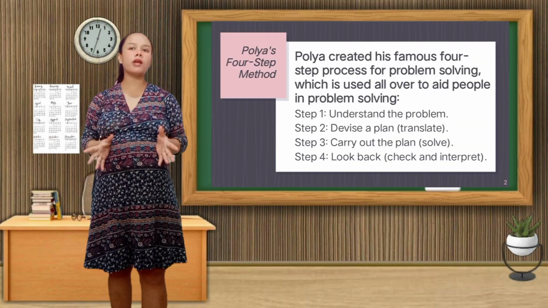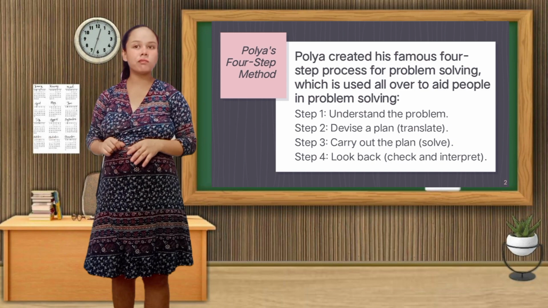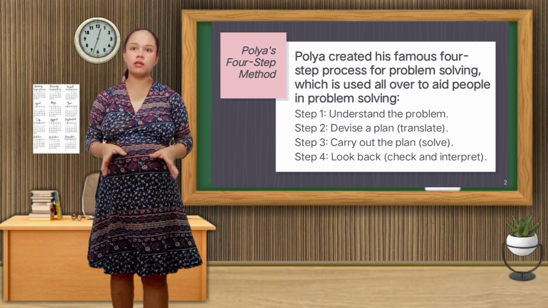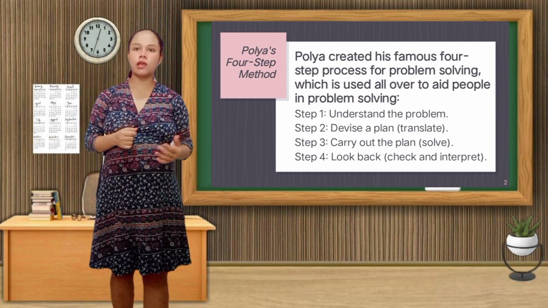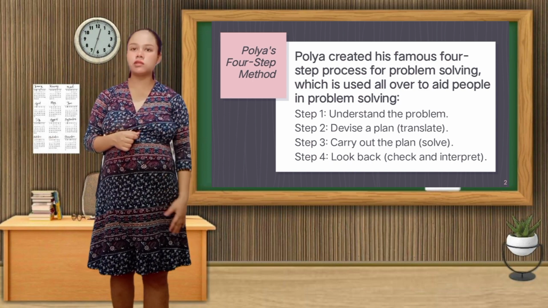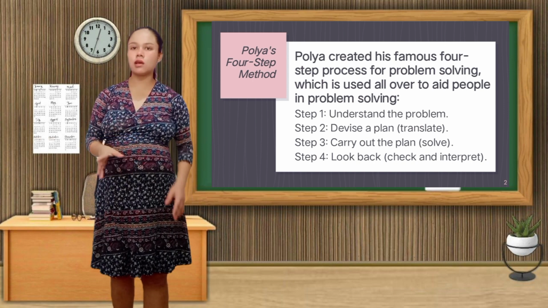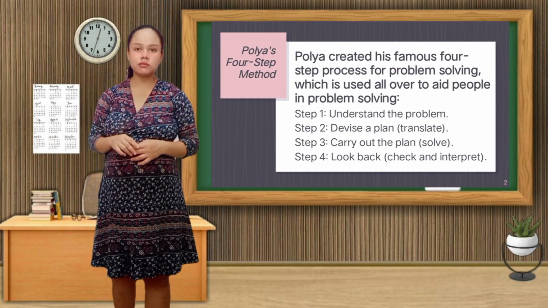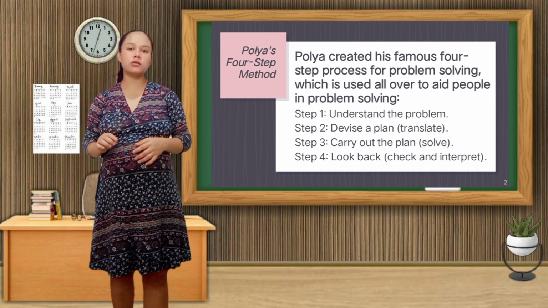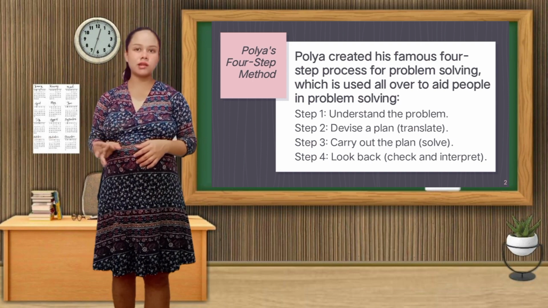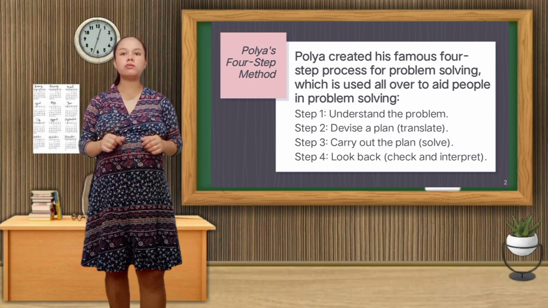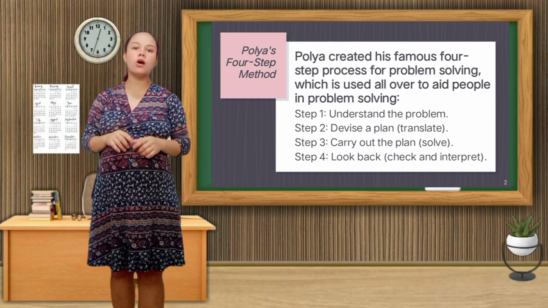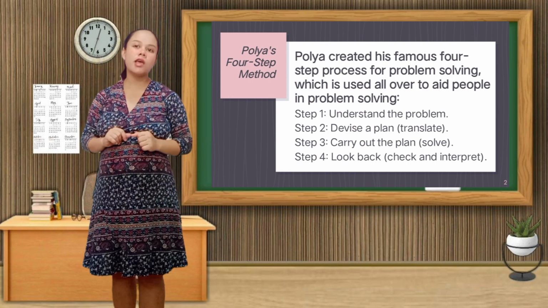Polya created his famous four-step method for problem solving, which is used all over to aid people in problem solving. And here are the steps of Polya's four-step method. First is to understand the problem. Step 2 is to devise a plan or translate. Step 3 is to carry out the plan or solve. Step 4 is to look back or check and interpret.